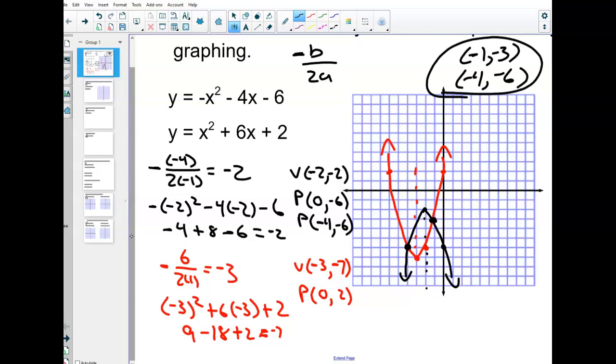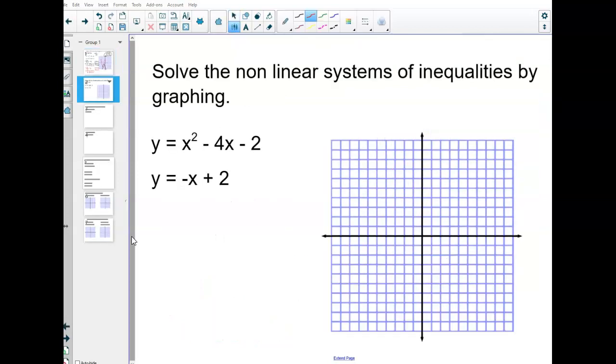And those are my 2 answers. So in this case, we'll draw the equation of the line first. My y-intercept is 2, and I have a slope of negative 1 over 1. So it's up 1, left 1, and I'll do the whole graph. Down 1, right 1. This is a straight line.